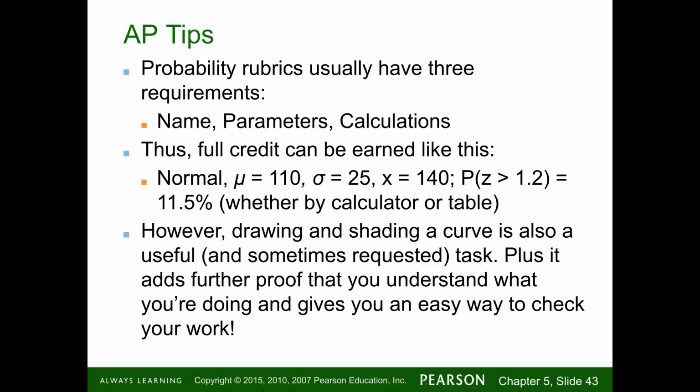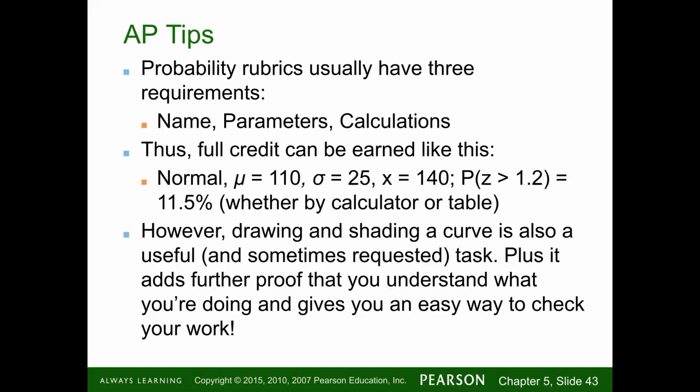Mu is an actual value, 110. Sigma is 25. X equals 140. Then you write down the probability of the Z-score being greater than 1.2, which is equal to 11.5%. Okay? Writing all that information down gets you credit. You can't just write down 11.5% is what they're saying. What's nice about that is if you make a simple mistake, they know that you just made a simple mistake. So you can get partial credit.